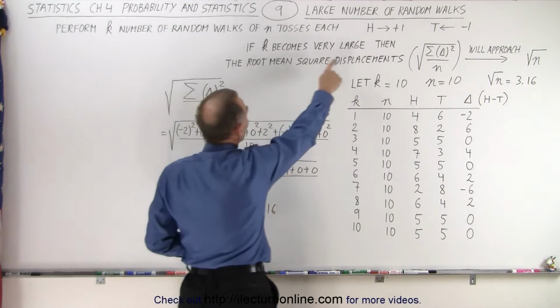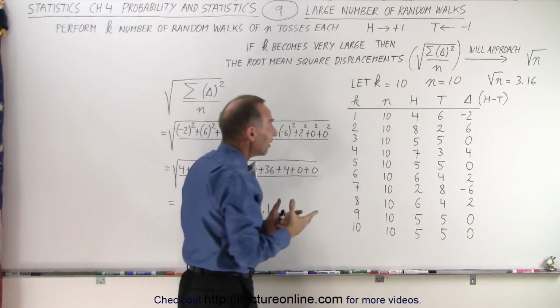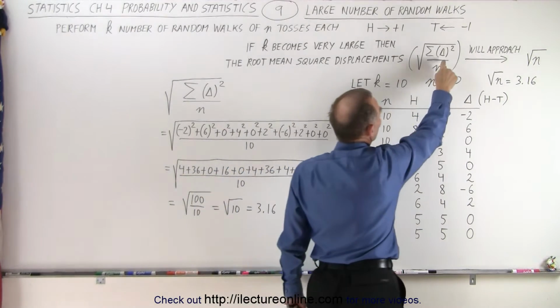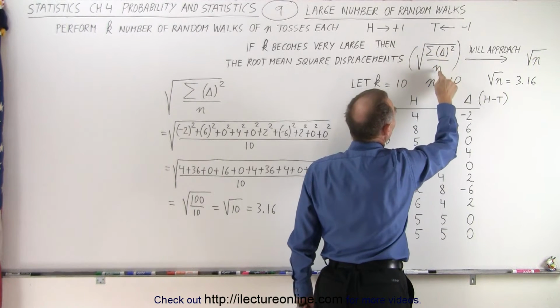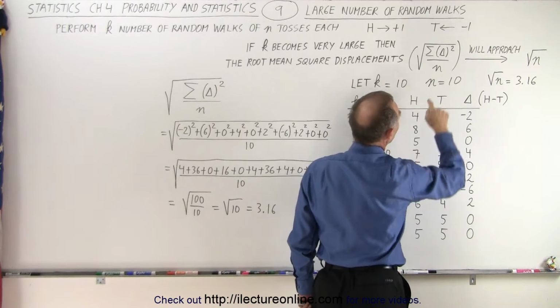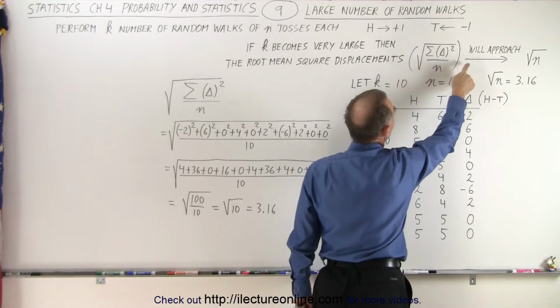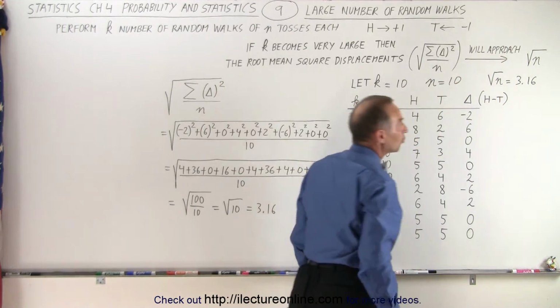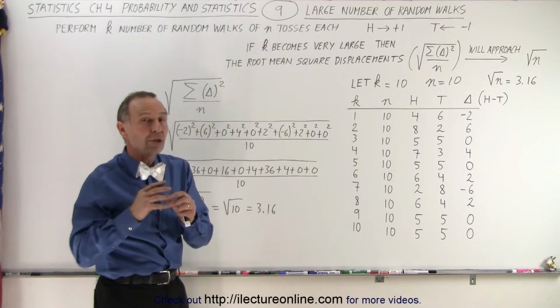If k becomes very large, then the root mean square displacement, what is that? Well, we take the difference between tails and heads, we square that number, we sum them all up, and divide by the number of tosses. And if we do enough of these, if k becomes large enough, then that will approach the square root of n.